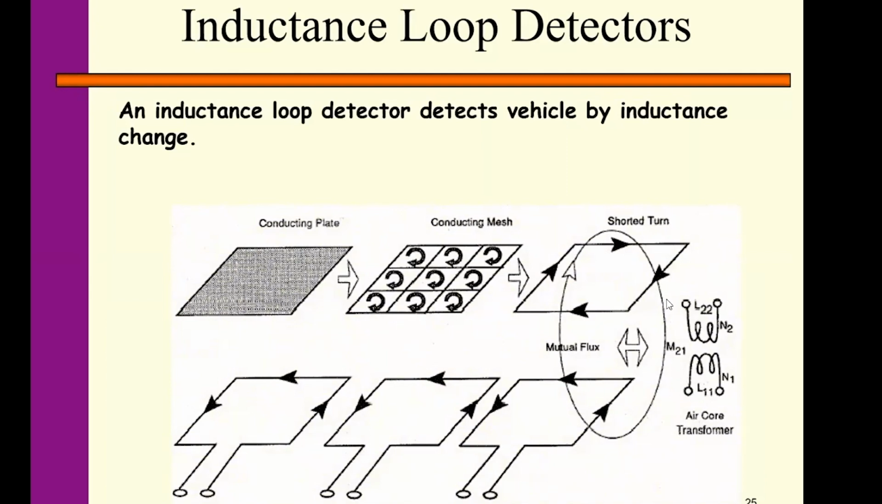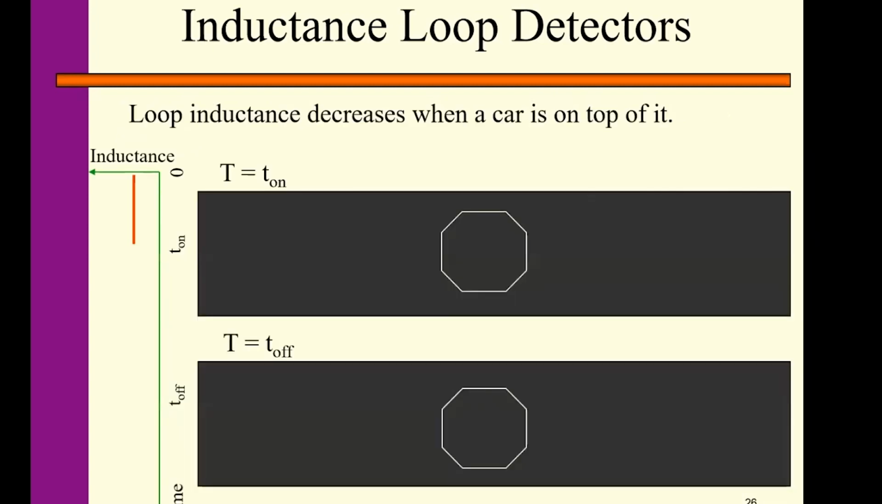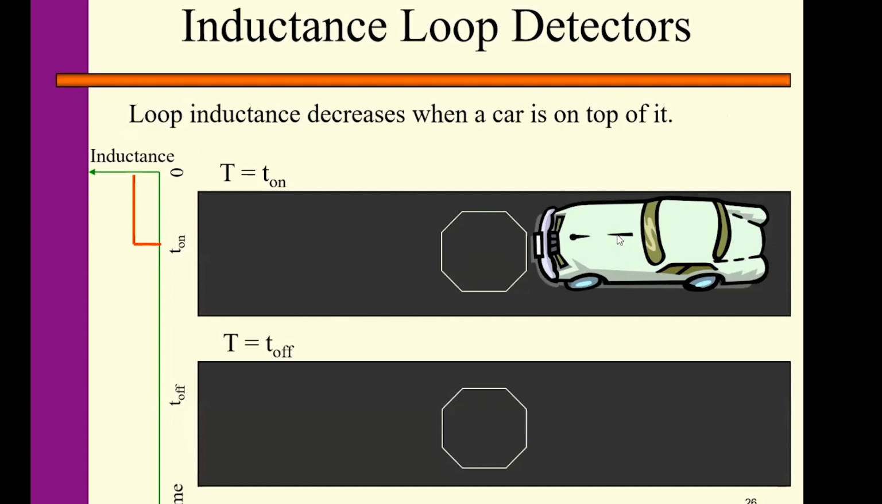So we know from basic physics that when there's a metal, and we move the metal on top of the wire, where there's a current in the wires, it will induce an inductance change. When the inductance changes, this can be measured by the sensor and converted to a voltage change.